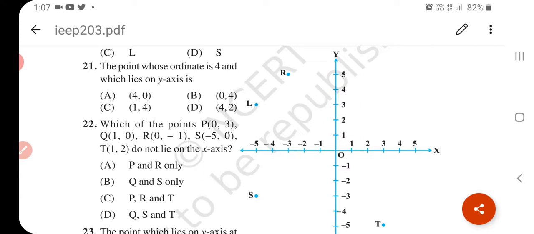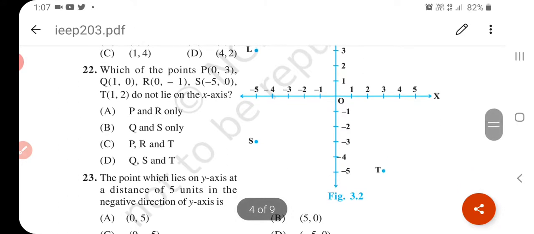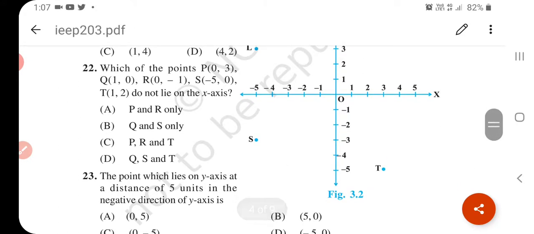Understand. Now let's see question number 22. What is question number 22? Which of the points P 0, 3, Q 1, 0, R 0, -1, S -5, 0, T 1, 2 do not lie on the x axis?